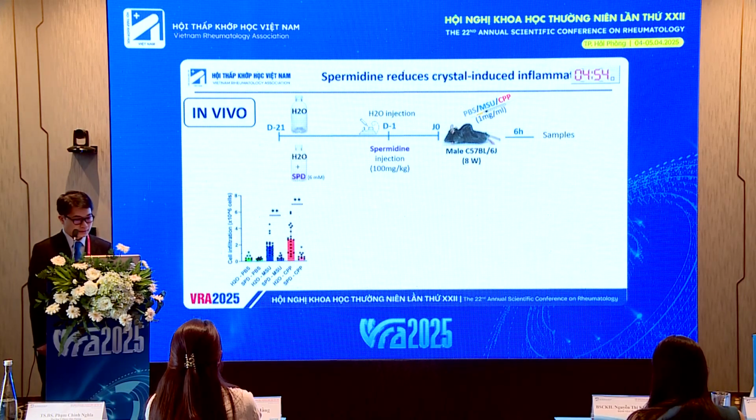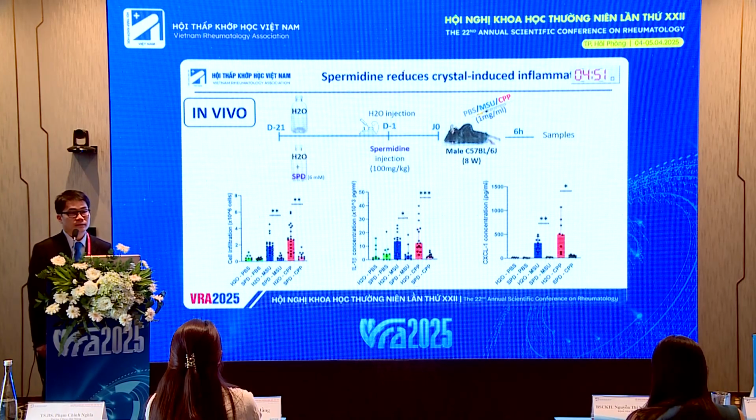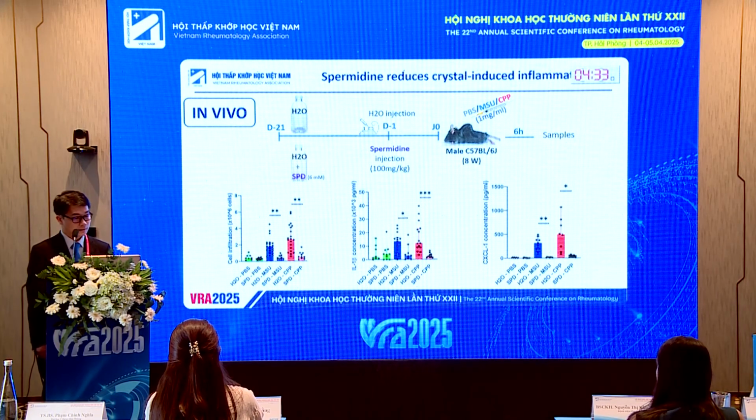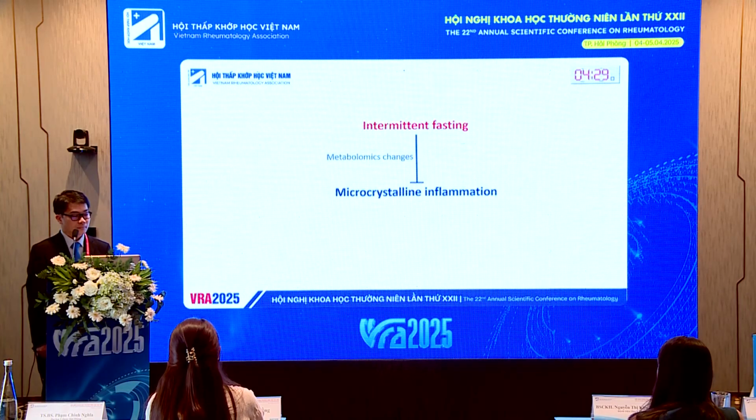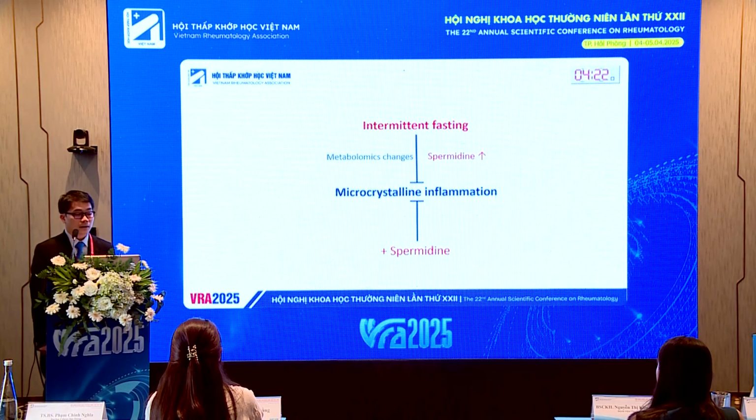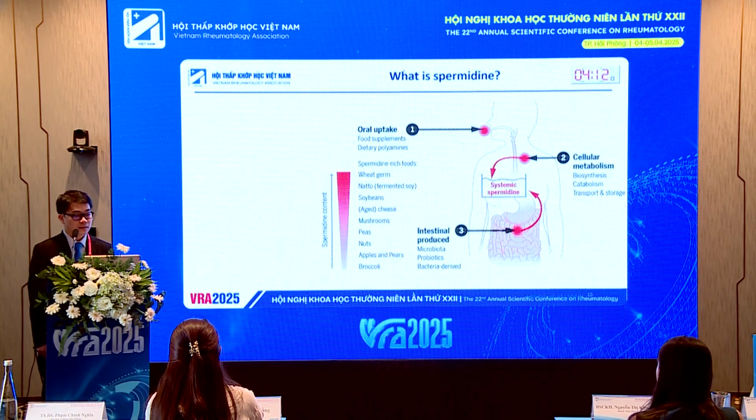And you can see here similar results to the intermittent fasting when reducing inflammatory level in the washing liquid. For example, cell infiltration and the pro-inflammatory cytokines IL-1 beta, IL-6, CXCL1 concentration. So, intermittent fasting reduces crystal-induced inflammation by producing spermidine, and in contrary, spermidine supplementation can also mimic the anti-inflammatory effect of fasting. So, the aim of the next study would be to increase the spermidine concentration in the body.